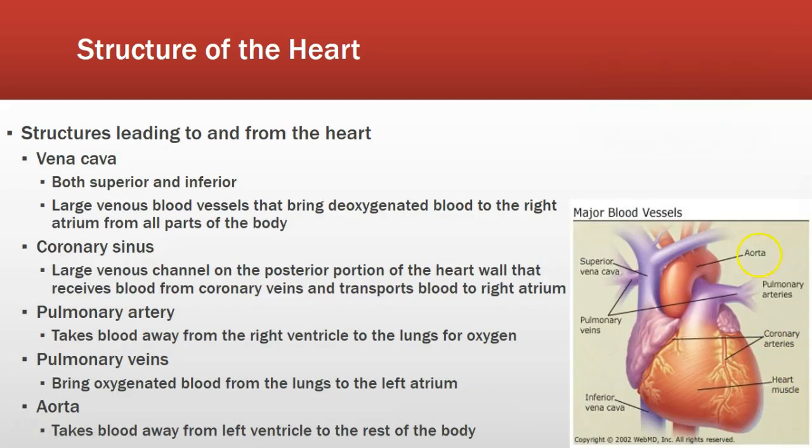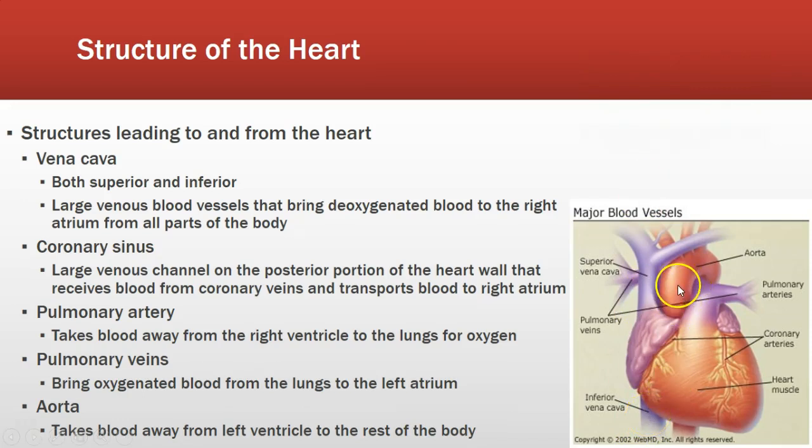Here we see a heart. You'll notice there are two big veins that carry blood to the heart, and the color of the veins being blue means that the blood is deoxygenated. So here and here, superior vena cava carries blood from the top part of the body, and the inferior vena cava from the bottom part of the body.